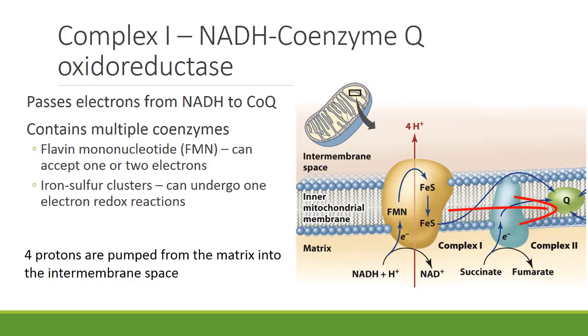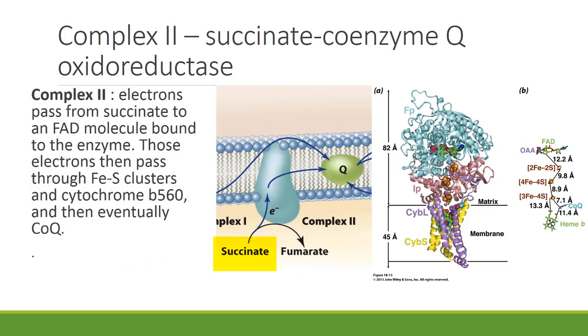While FMN can receive both electrons simultaneously from NADH, the iron-sulfur clusters can only transfer 1 electron at a time to CoQ. As these electrons are transferred through complex 1, we produce enough energy to pump 4 protons total into the intermembrane space. Do you recognize the metabolite succinate?